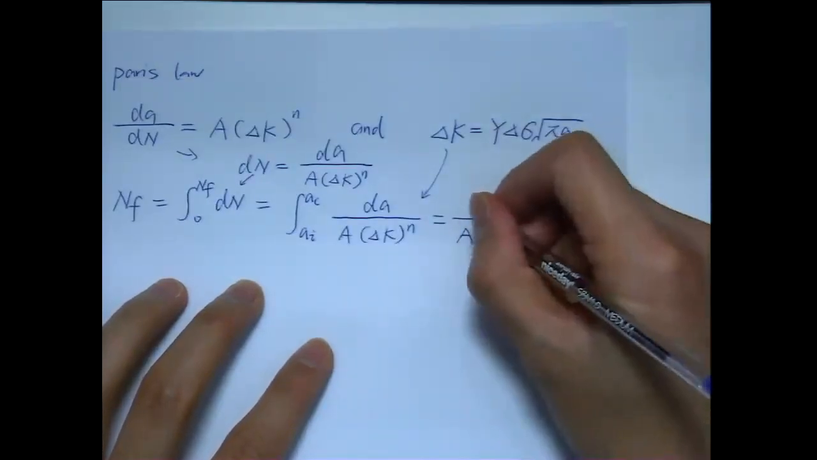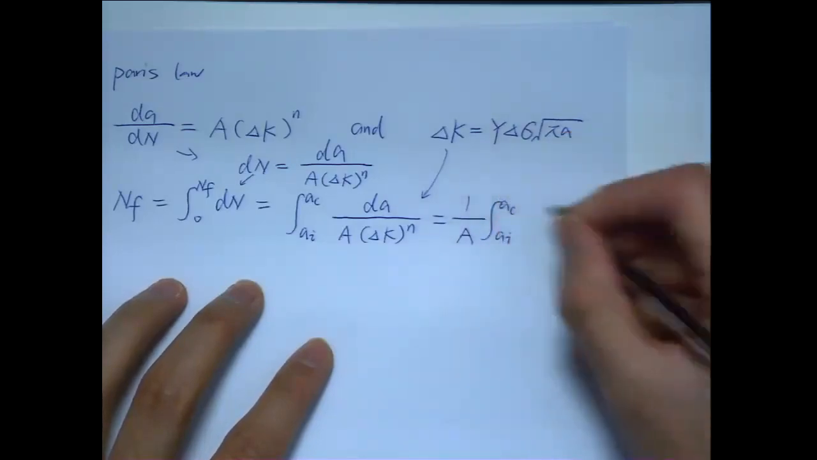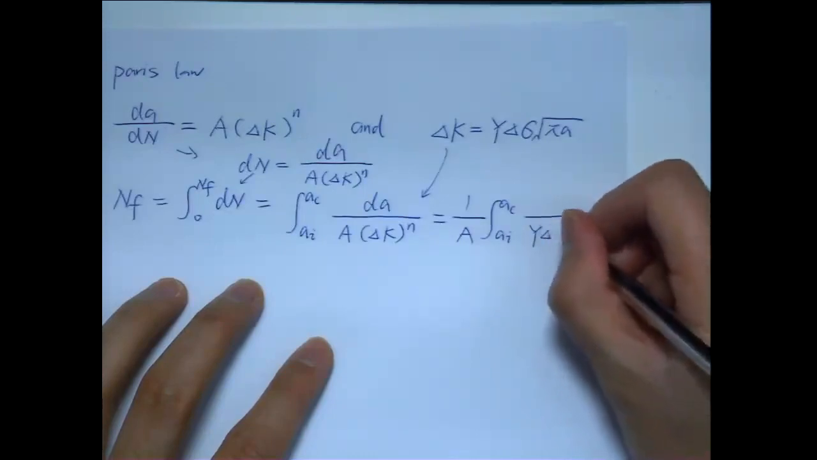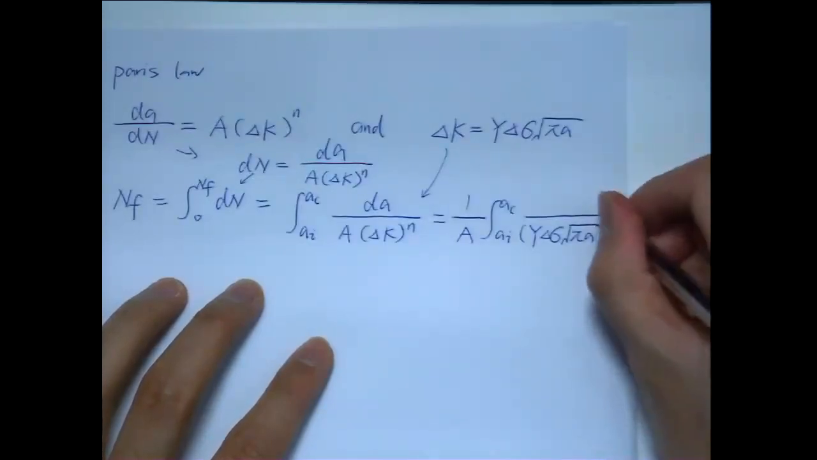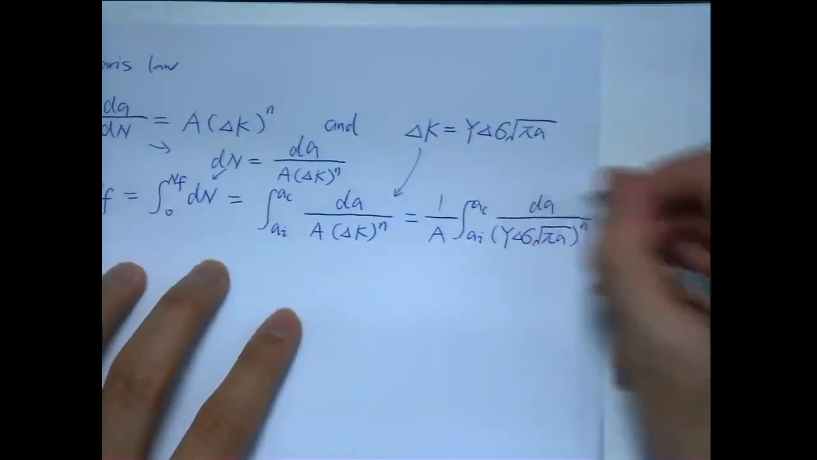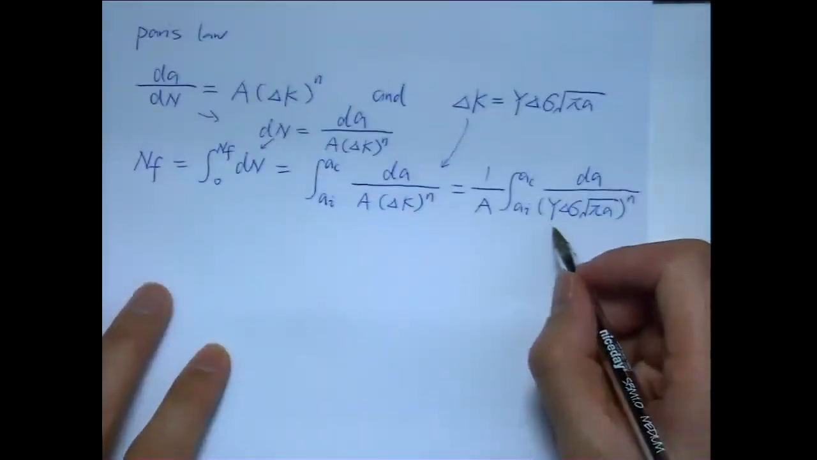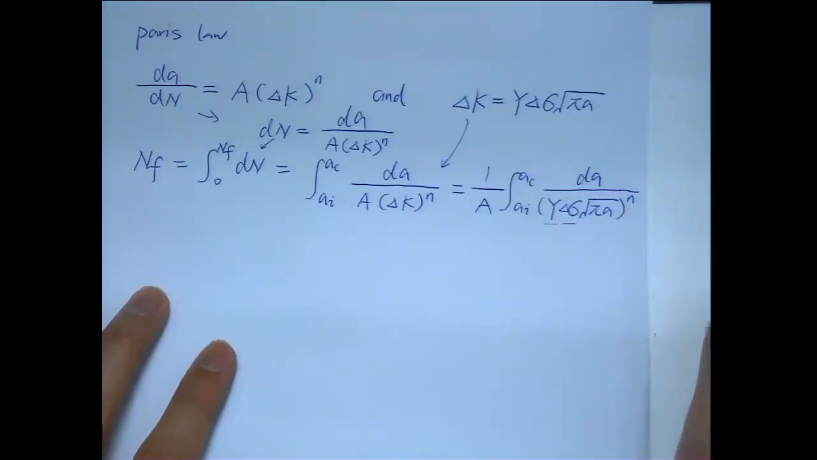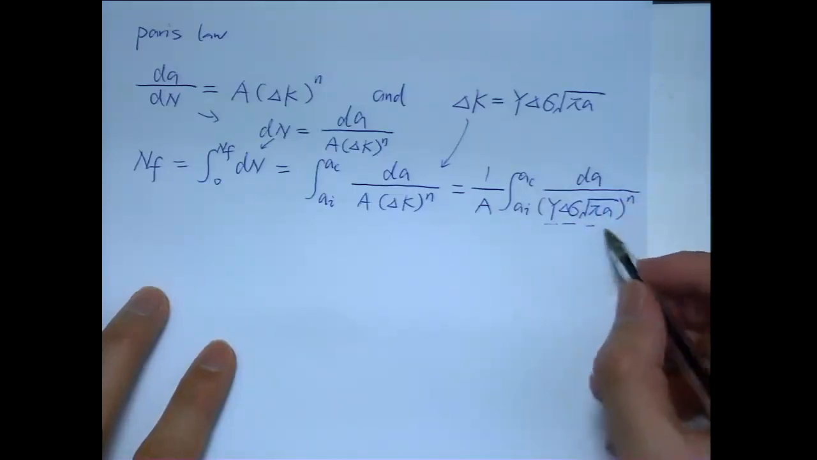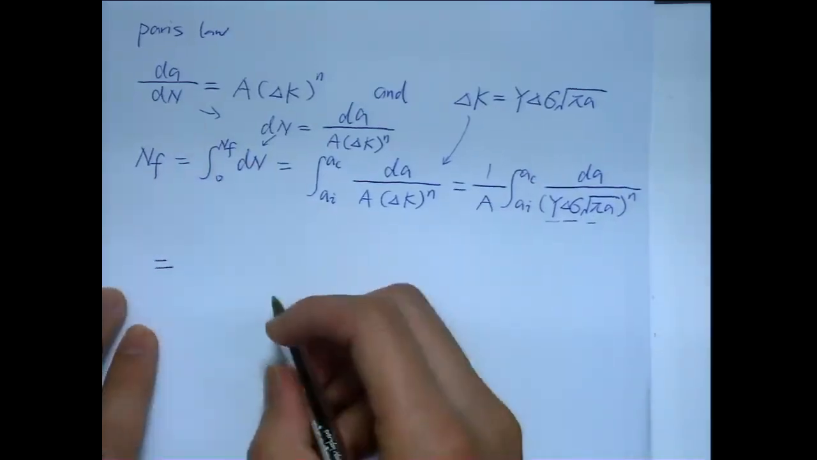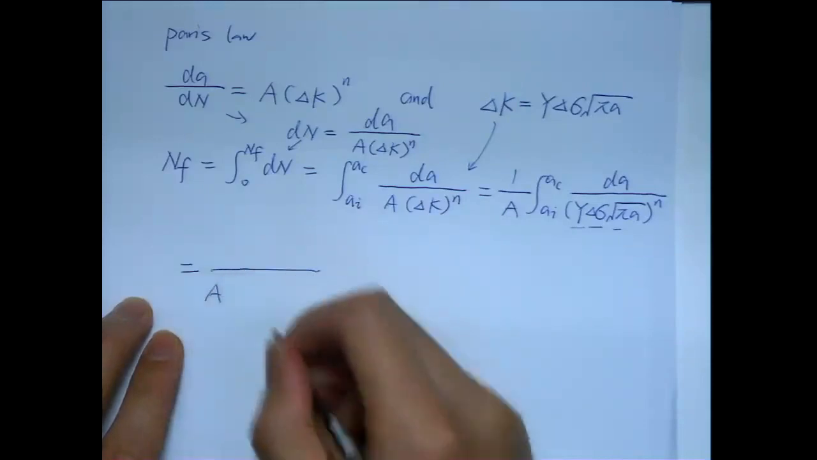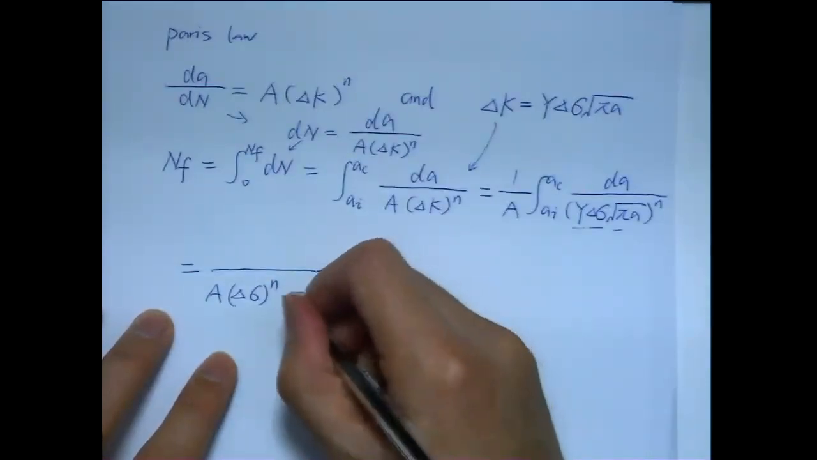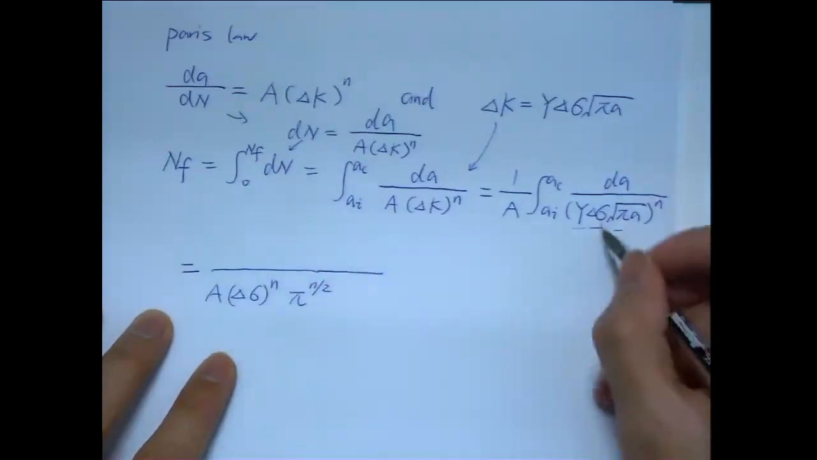We can take out the A at the beginning for this case first. Now you can see delta K is Y delta sigma root pi a. Put a bracket here, put a power here, dA. Now we need to take out all the constants, which is Y is constant. Delta sigma is also a constant, we know that we apply that load, and pi is a constant. The only variable is the crack length. So now let's take all the constants out, which eventually is like that: delta sigma to the n, and pi to the n over 2 because there's a square root here.